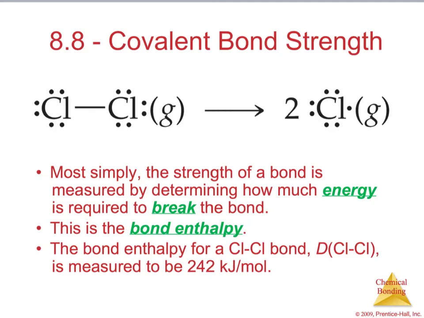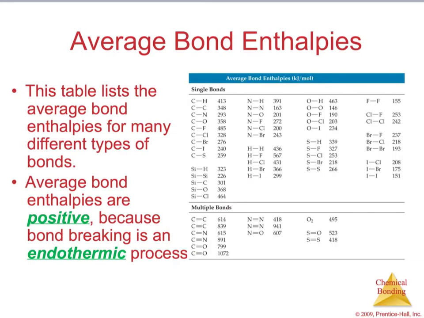And bond enthalpy, for instance, of a chlorine-chlorine bond, you can see it's got a single bond in between. And just so you know, this is actually designated as D and then whatever atoms are being bonded together. So this is measured to be 242 kilojoules per mole. And if you look on page 326 of your textbook, you will see this chart right here. And this chart contains several average bond enthalpies for several different types of bonds.